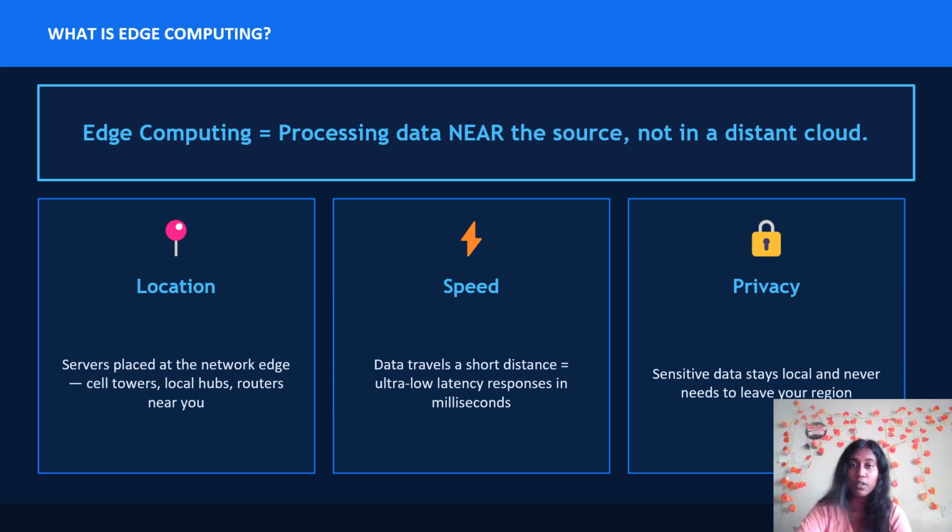And now the three core pillars of edge computing. The first one is location. The edge servers are physically close to the users and devices. They are located in cell towers, in ISP hubs, in local data centers, or on-premise servers. They reduce the dependency on distant cloud infrastructure and they enable real-time processing in environments like factories, hospitals, or smart cities.